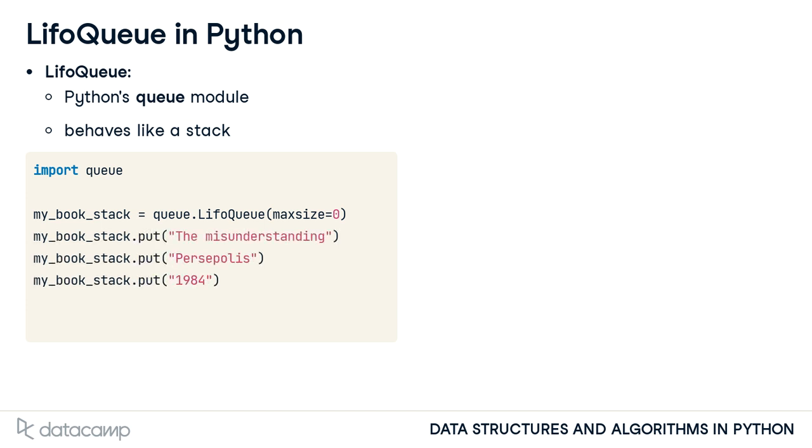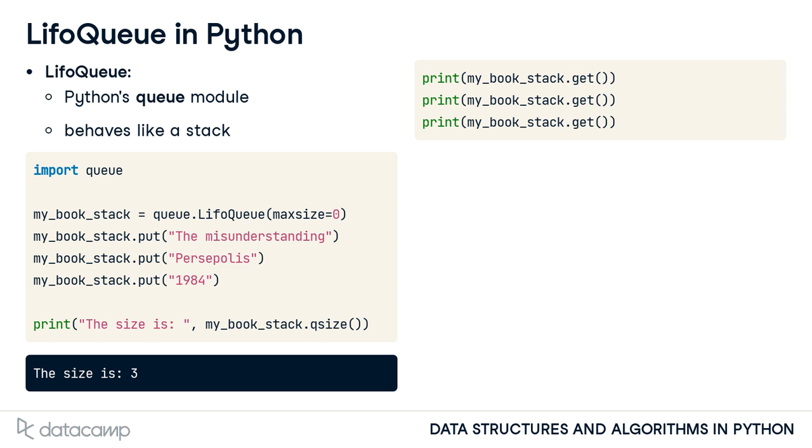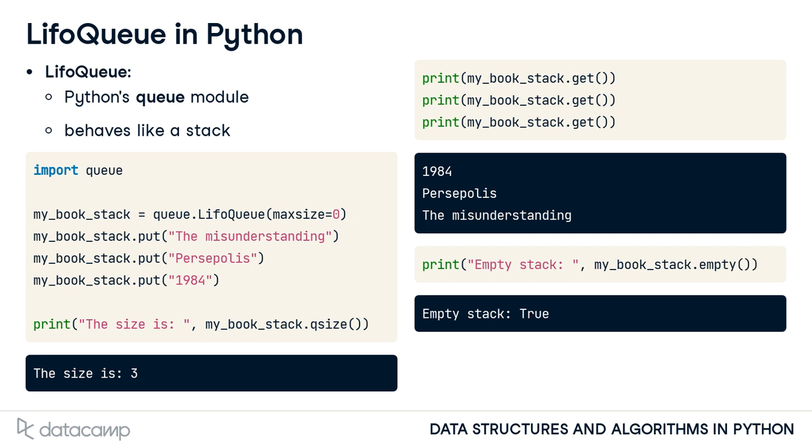We can add elements using the put method, get the size of the stack using the qsize method, pop elements from the stack using get, which also returns the popped element, and check if the stack is empty, among other functionalities. Let's practice.